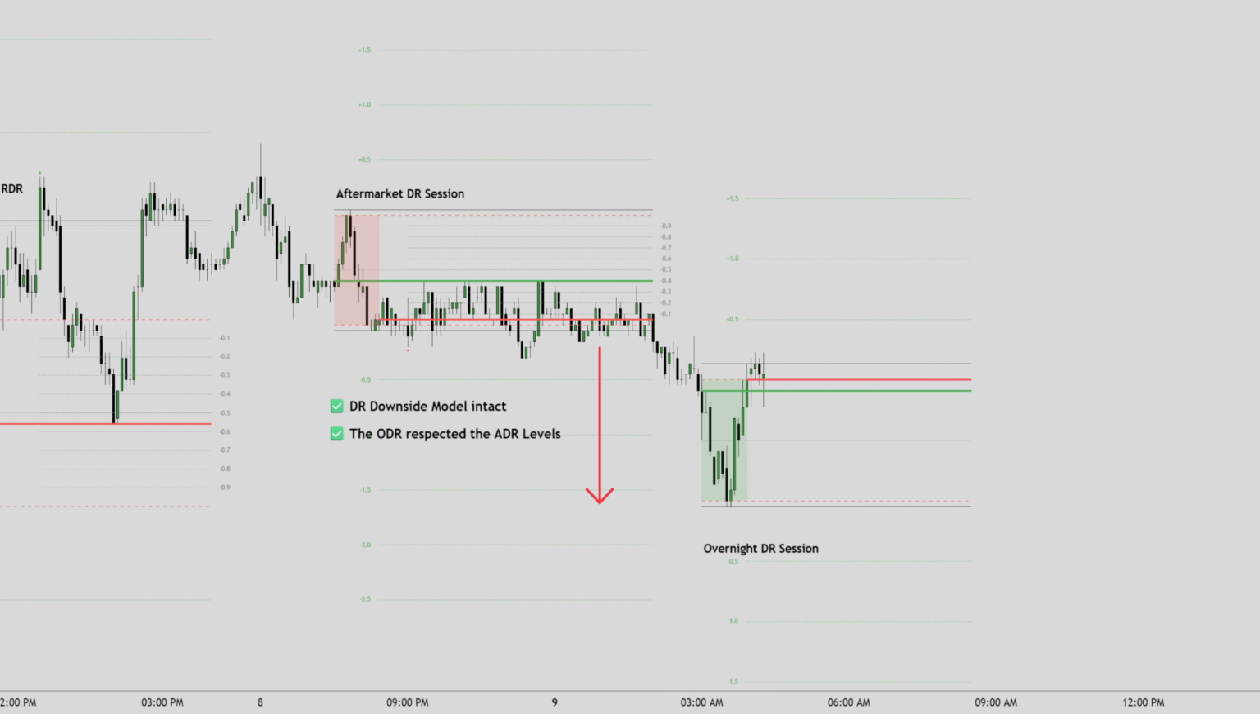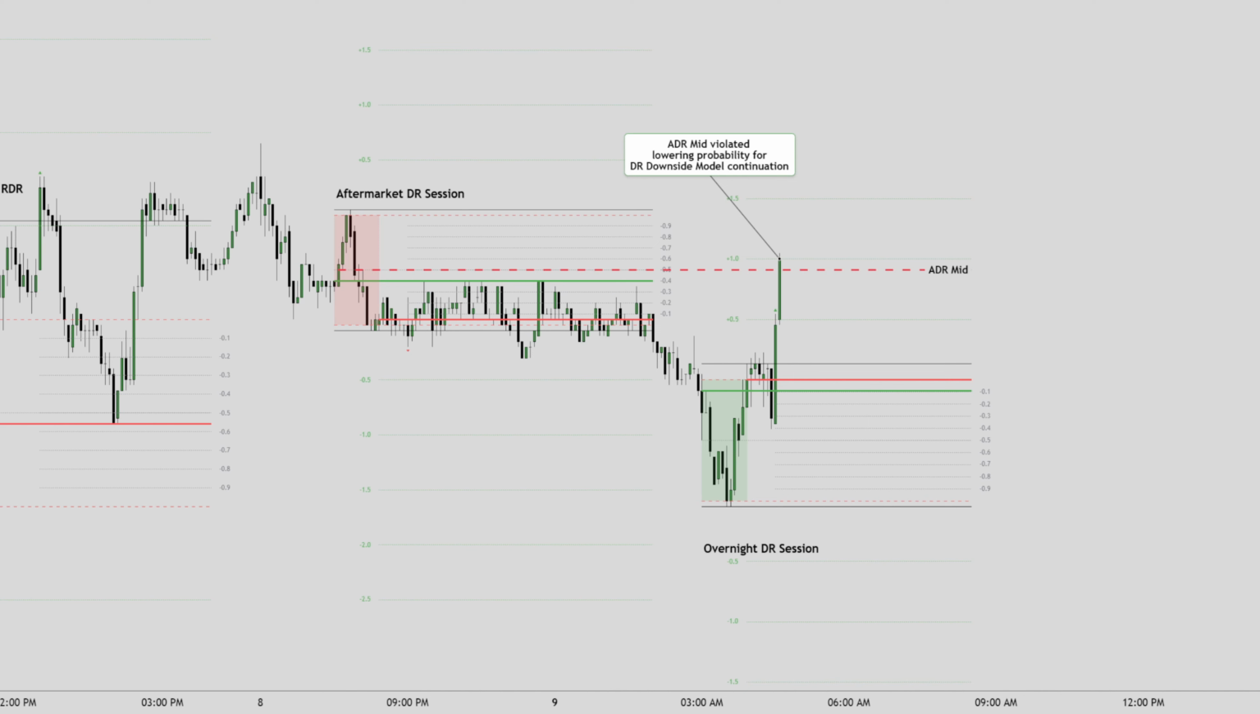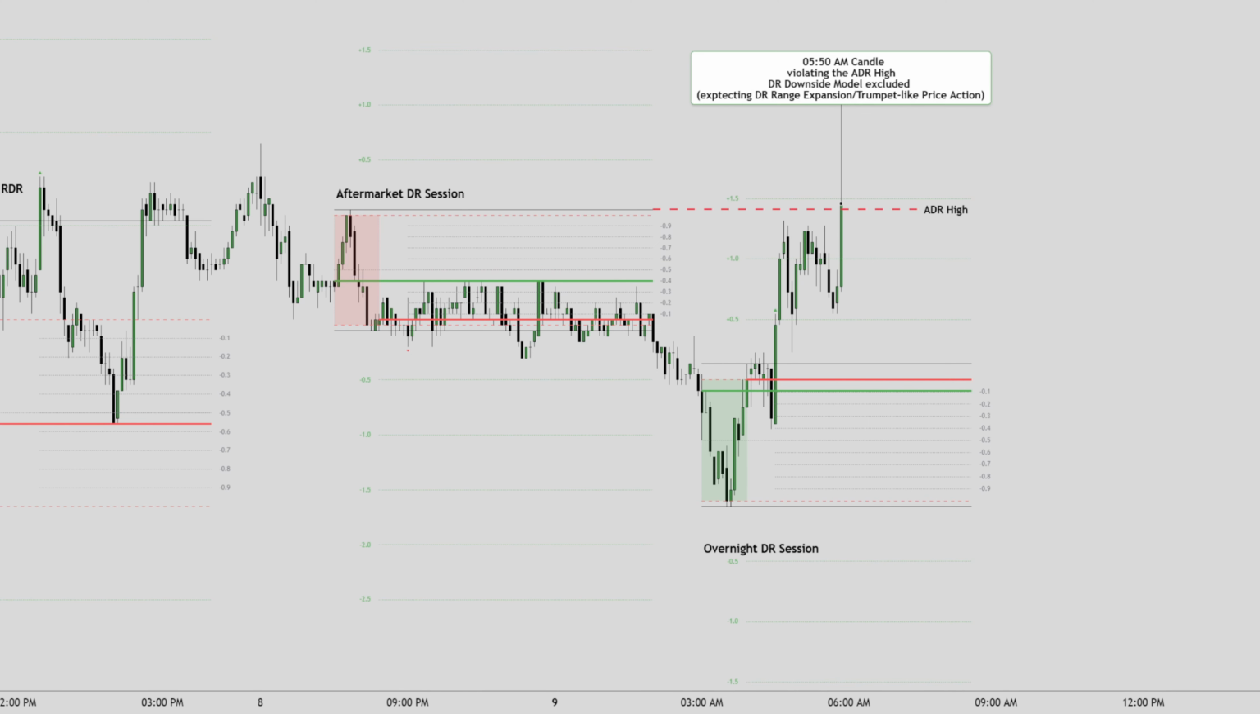Crude oil started its week with what seemed to be a DR downside model, but the overnight DR session confirmed long, violated the ADR mid, which lowers the probability for the DR downside model to continue. A few moments later, the ODR violated the aftermarket session high, excluding the DR downside model and therefore increasing the probability of a DR range expansion model or trumpet-like price action throughout the day. That's very crucial information given to you already at 5:50 a.m.